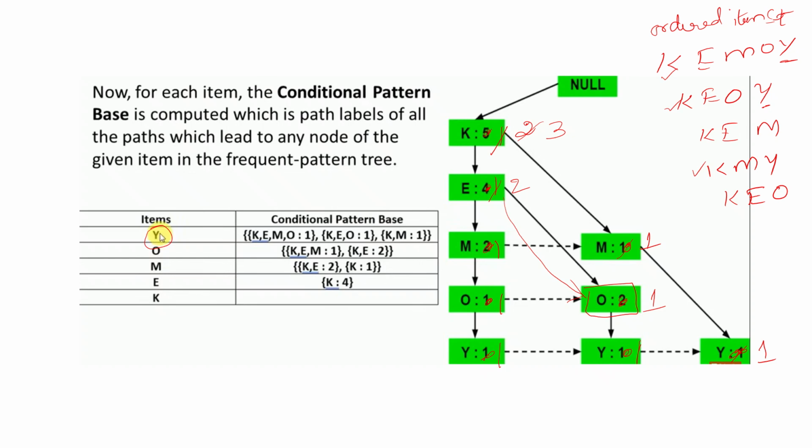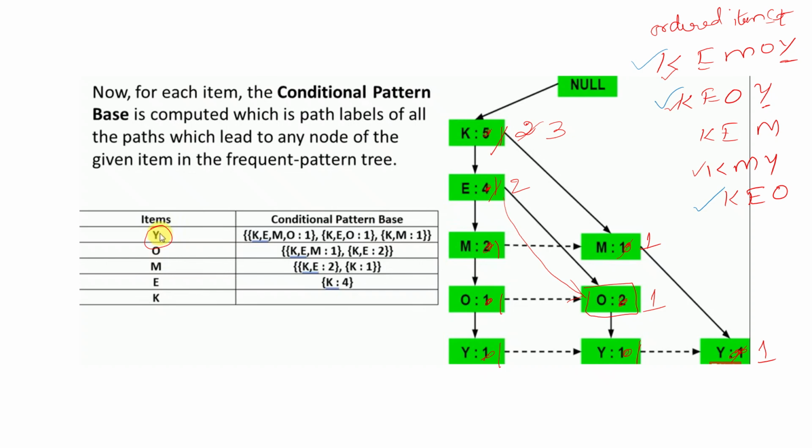Next pattern is this one. So this is the one pattern for Y, and next is for O. For O, we have O appearing in three ordered sets: KEMOY, KEOY, and KEO. So this is one set for O, and this is another set for O, and this is another set for O.